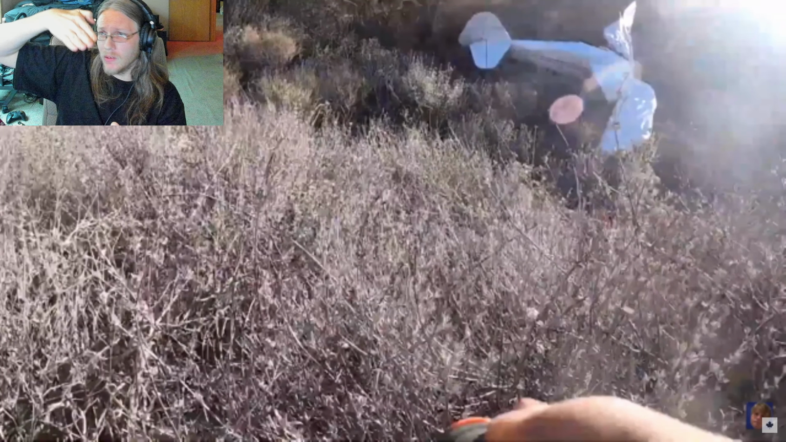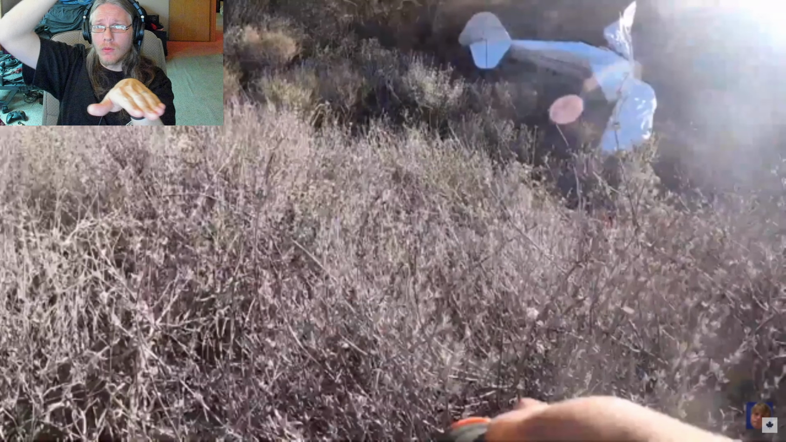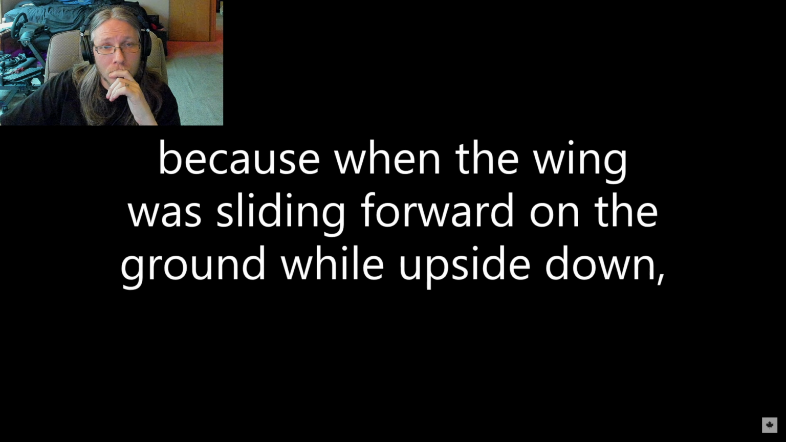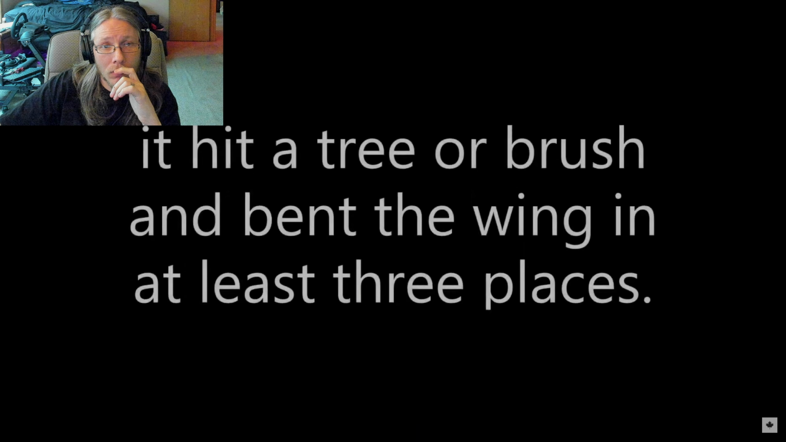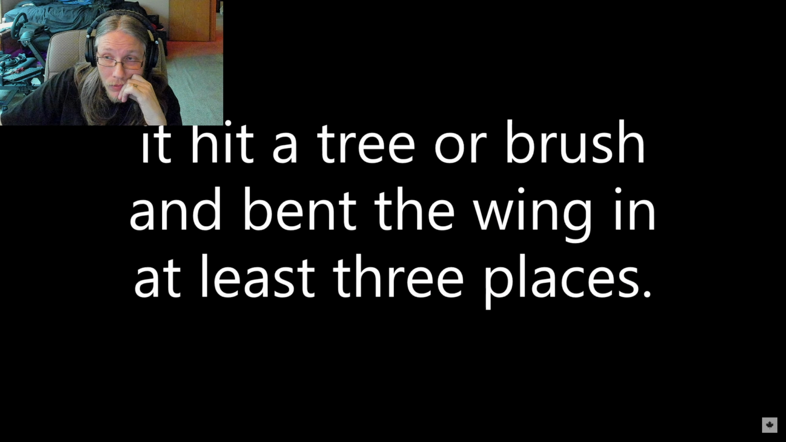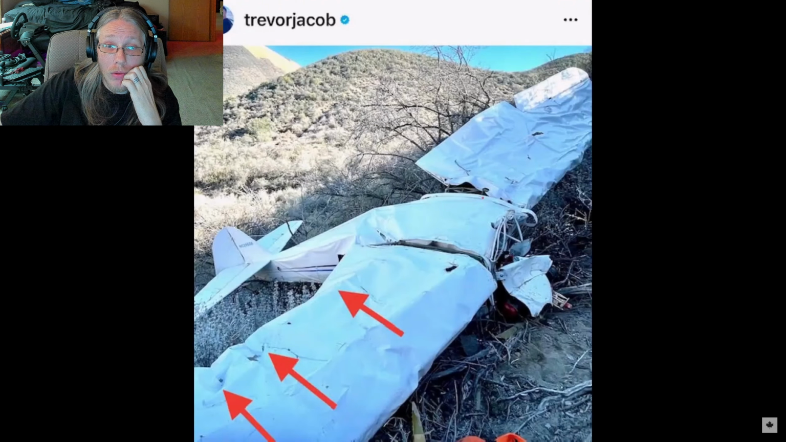Remember, in the video, it came in kind of at an angle like this. So yeah, you would expect that wing would have hit first, which would have bent it back. Yeah, no, it wasn't upside down. It hit the tree or brush and bent the wing in at least 3 places. No, the plane was never upside down, dude.